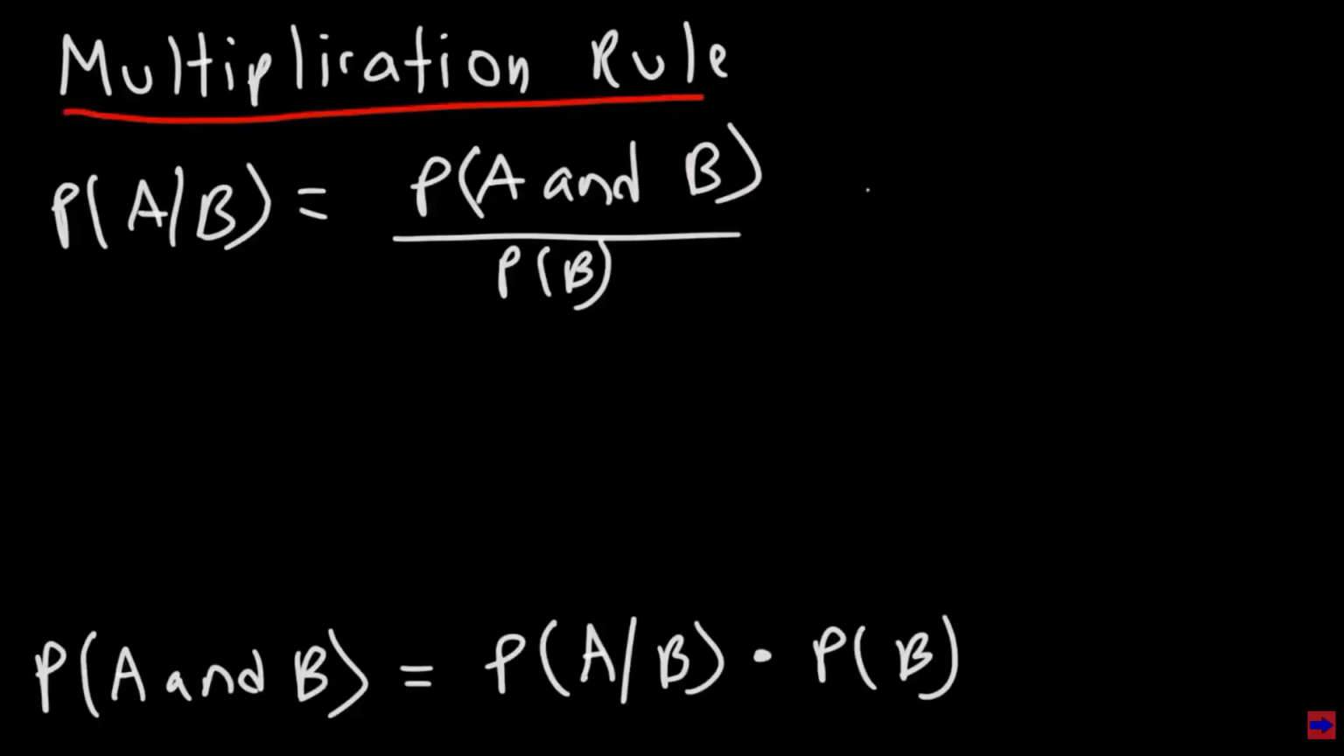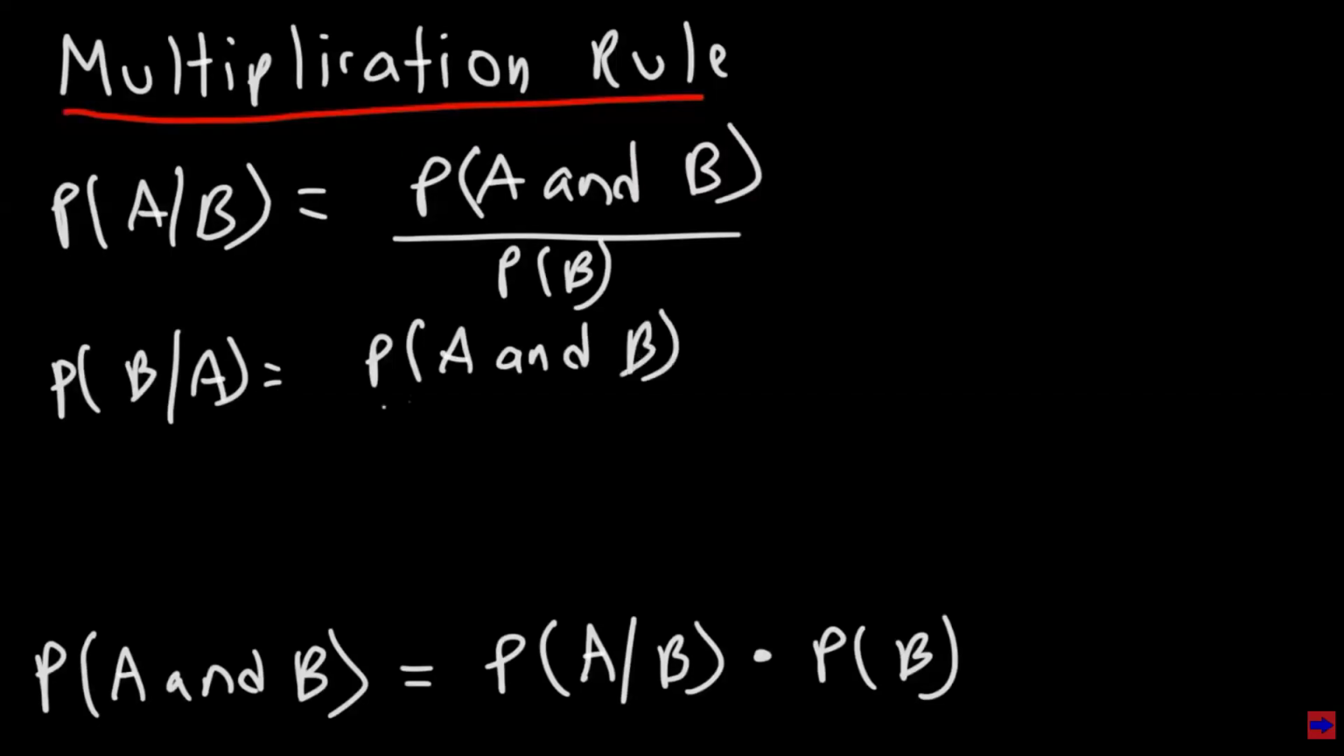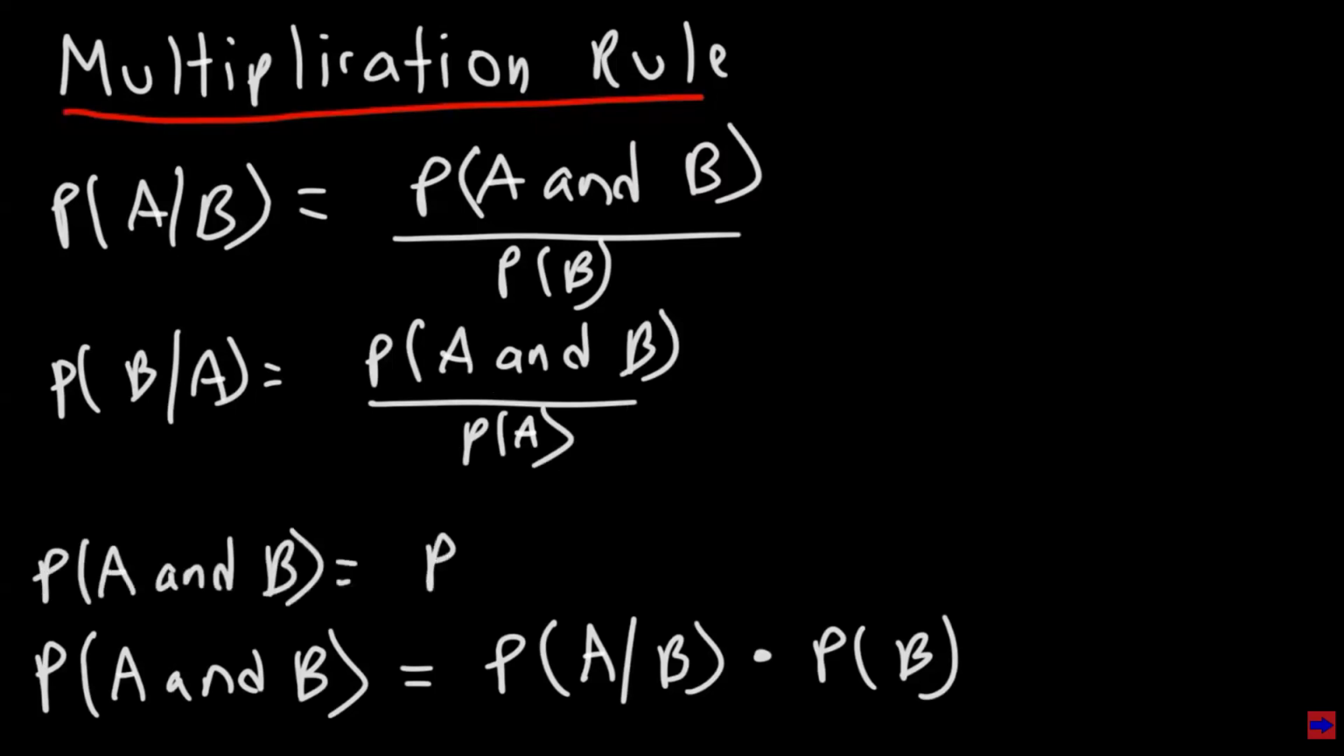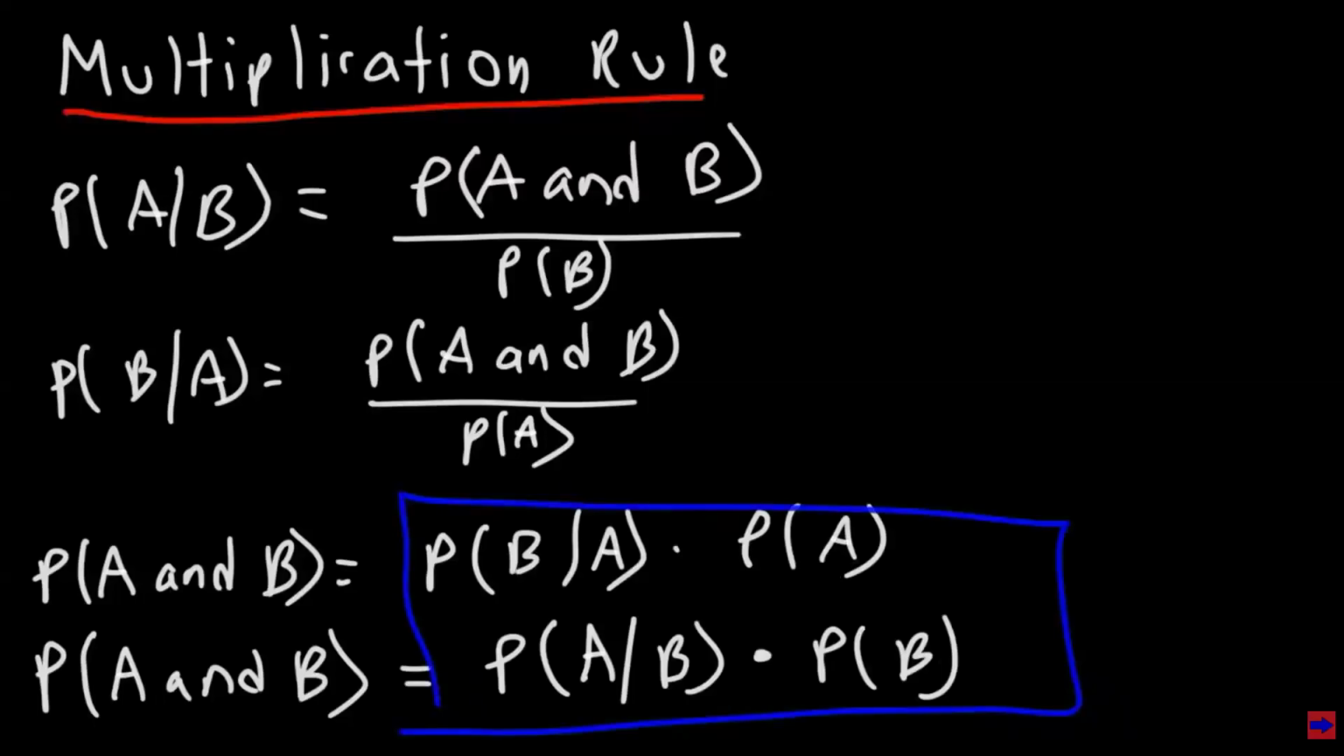Now, what about this scenario? What is the probability of B given A? This is still the probability of A and B occurring, but divided by the probability of A. If we rearrange this equation by multiplying both sides by P of A, we can see that the probability of A and B can also be written as the probability of B given A times the probability of A. So notice the similarities of these two equations.